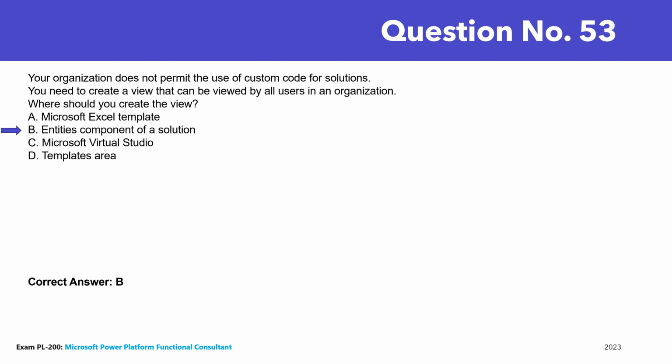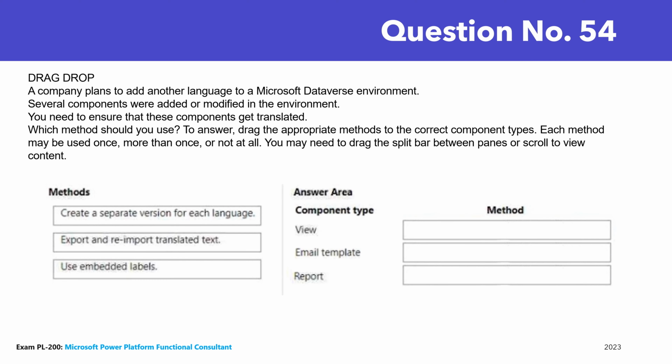Correct answer: B. Your organization does not permit the use of custom code for solutions. You need to create a view that can be viewed by all users in an organization. Where should you create the view? A. Microsoft Excel template. B. Entities component of a solution. C. Microsoft Visual Studio. D. Templates area.